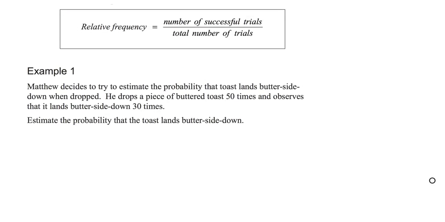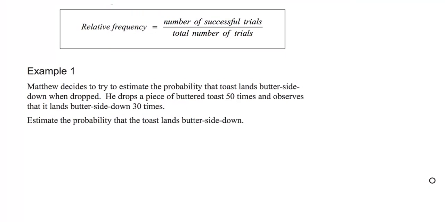Matthew decides to try to estimate the probability that the toast lands butter side down when dropped. He drops a piece of buttered toast 50 times and observes that it lands butter side down 30 times. Estimate the probability that it lands butter side down.